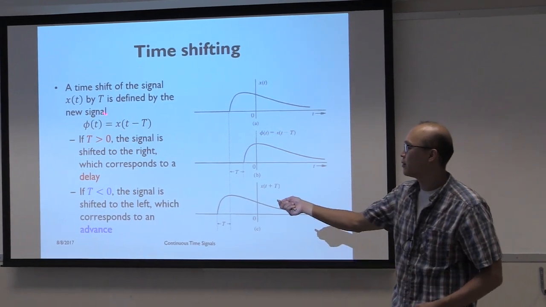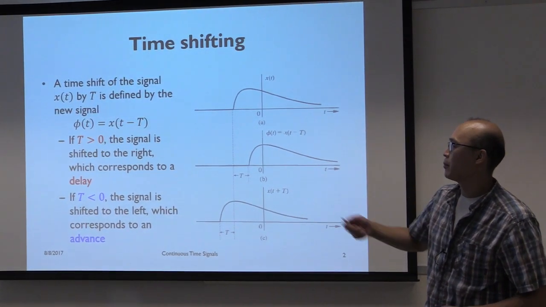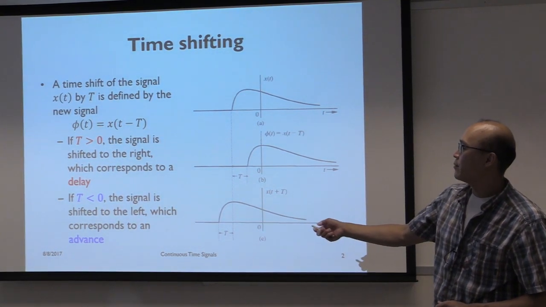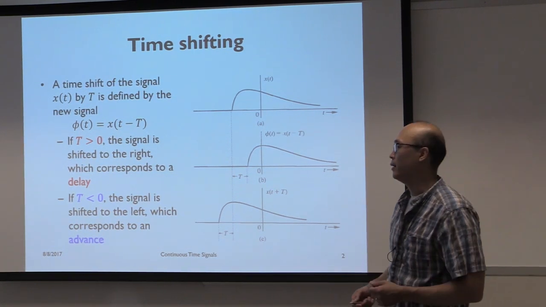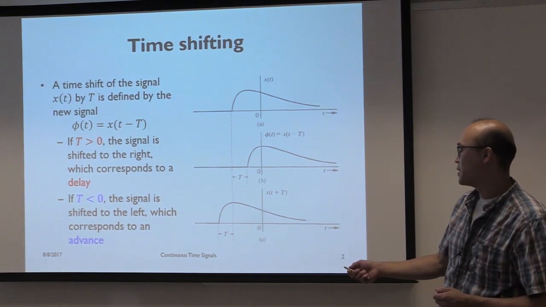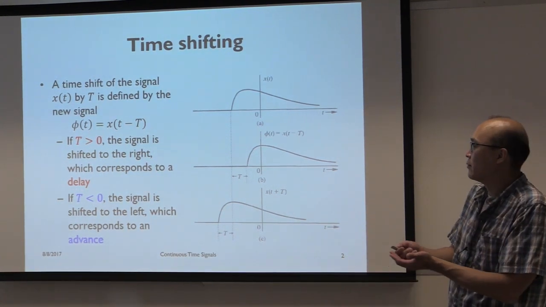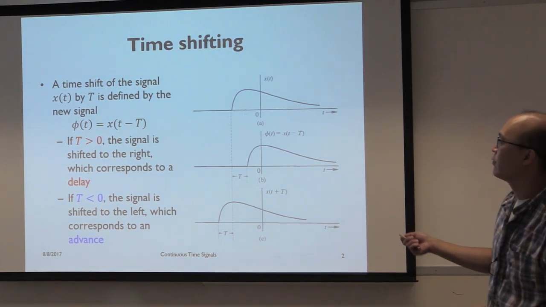So we define a new signal, phi of t, as given by x of t, our original signal, minus capital T. If capital T is positive, the signal is shifted to the right, and we often refer to this as the signal being delayed. If capital T is negative, then the signal is shifted to the left, and we say that the signal is being advanced in time. To show this a bit more concretely, let's take a look at a graphical example.